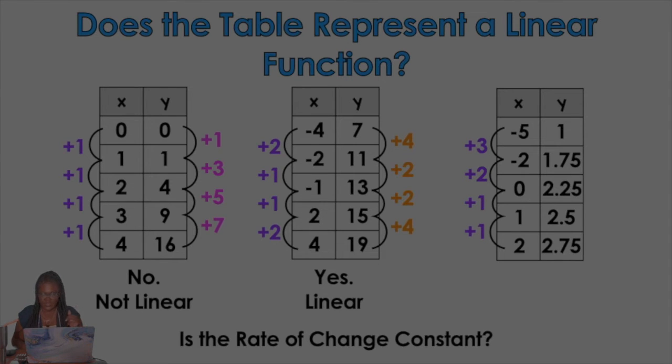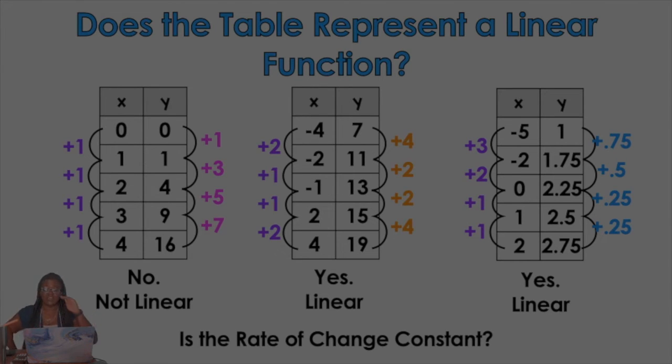+3, +2, +1, +1. Yes, also linear because I'm skipping. You got to pay attention to what you're skipping, right? If I filled in the missing -4, the missing -3, if I filled in their y values also, I would see that I had a constant rate of change. So when it's skipping stuff, you want to pay attention to the ones that are consecutive.